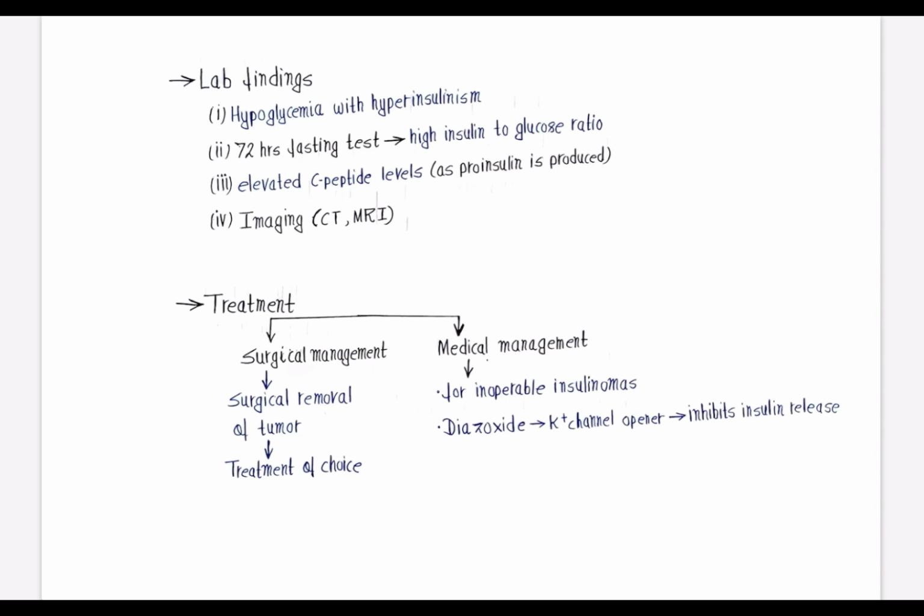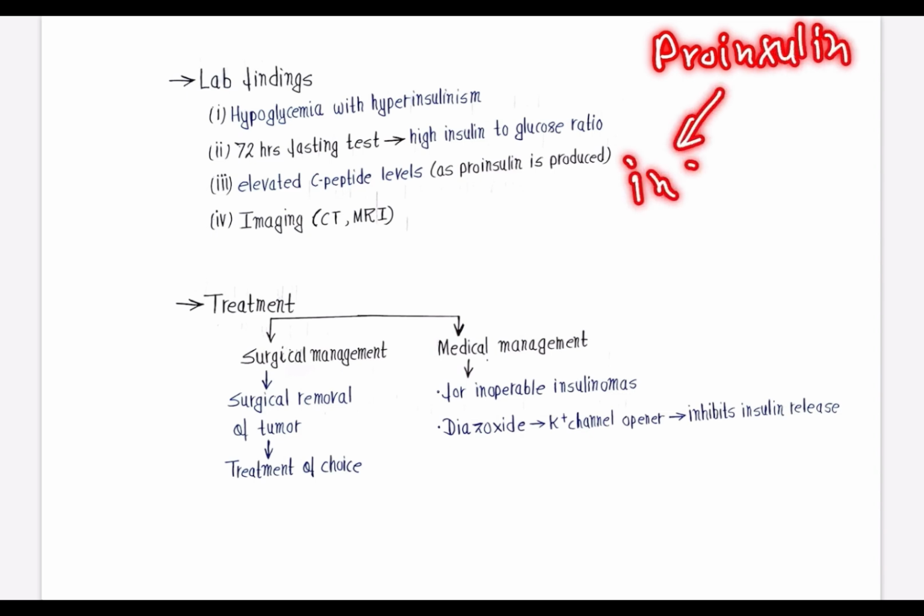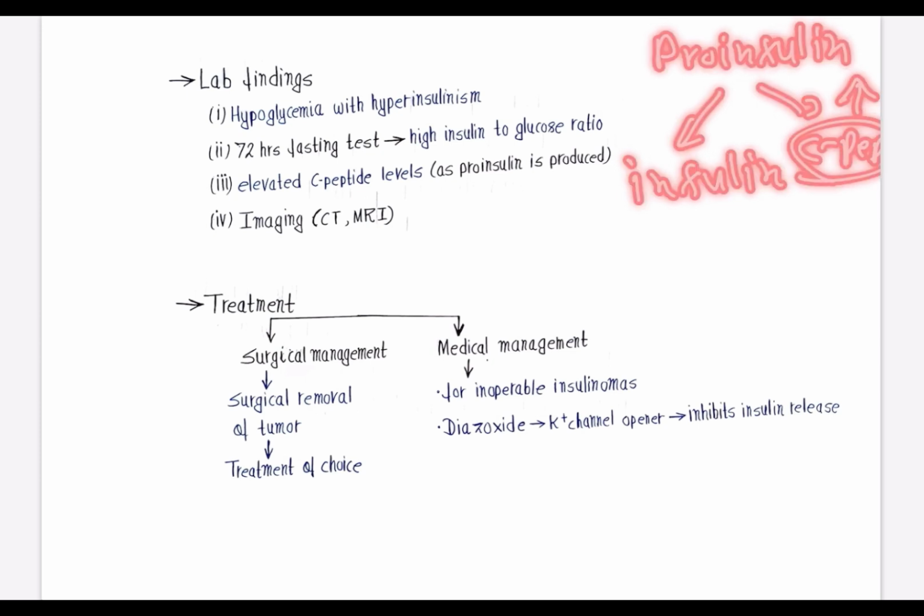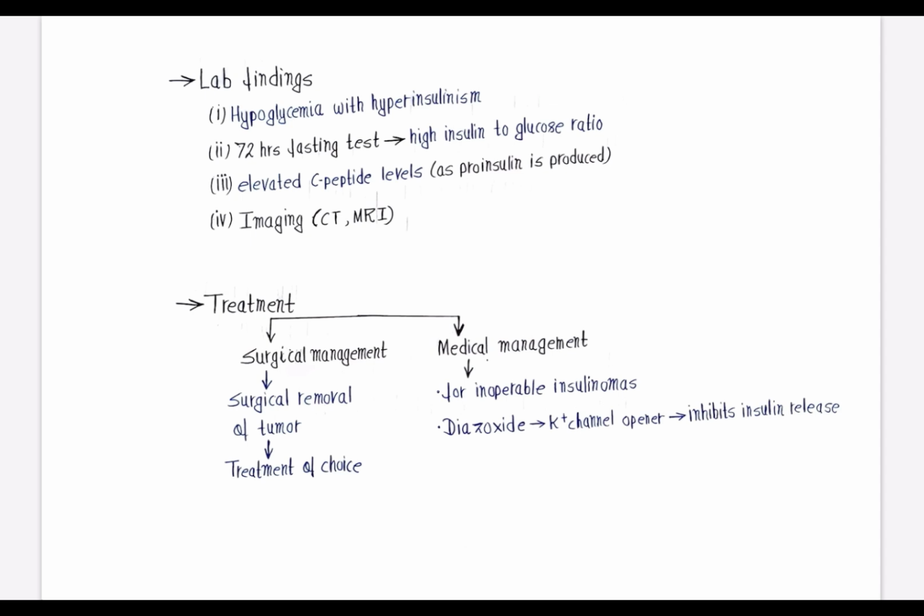And apart from that, as the insulin in insulinoma is produced in the form of proinsulin, and later this proinsulin is broken down into insulin and C peptide, the level of C peptide will also rise. And apart from all this, we can also do imaging studies like CT and MRI in order to locate the nodule of insulinoma and find out the extent and size of the nodule, right?